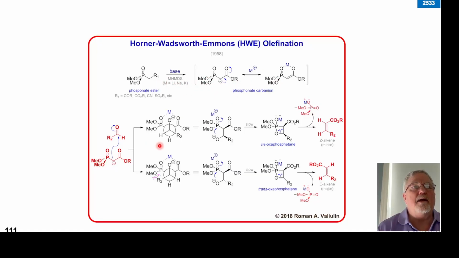We can pull off that proton. Again, what happens is this reaction is slow to get this cis-oxyphosphatane. If we take a look, it's because of steric hindrance. This is a high energy intermediate, but we can get this one, and notice now, it's hard to see, but our two groups like to be trans to each other, and in this particular instance, the E-alkene is favored. So if you want the Z-alkene, you would use a Wittig, and if you want the E-alkene, you would use the Horner-Wadsworth-Emmons olefination.